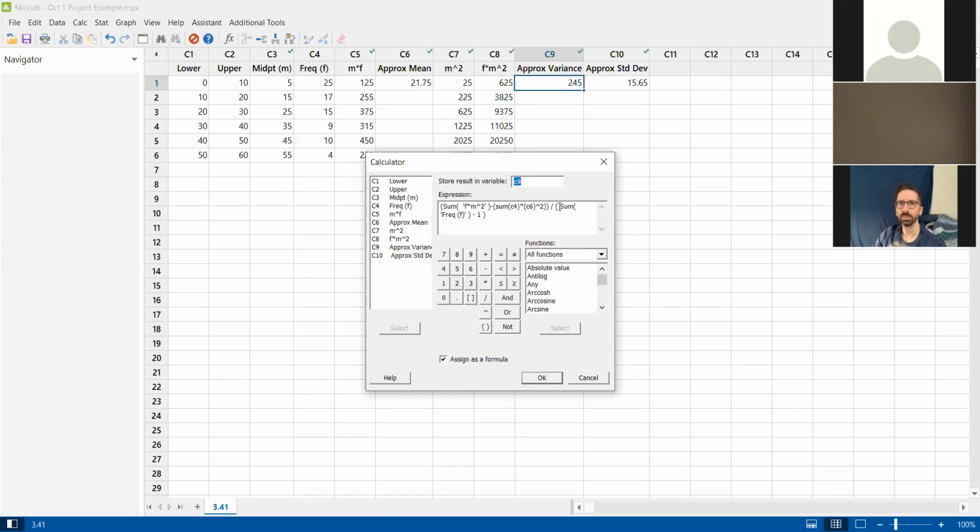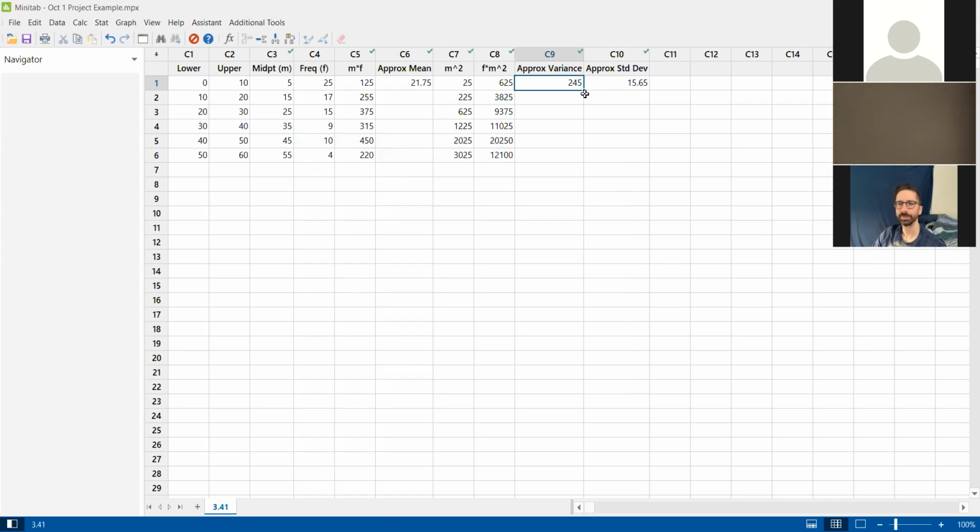The denominator is 80 minus 1. 80 is the sum of what? C4, all the frequencies, right, minus 1. Just make sure you put them in parentheses. And then if you click OK, you get 245 even. And of course, standard deviation is simply the square root of 245. And if you round it to 2 decimal places, it's 15.65.